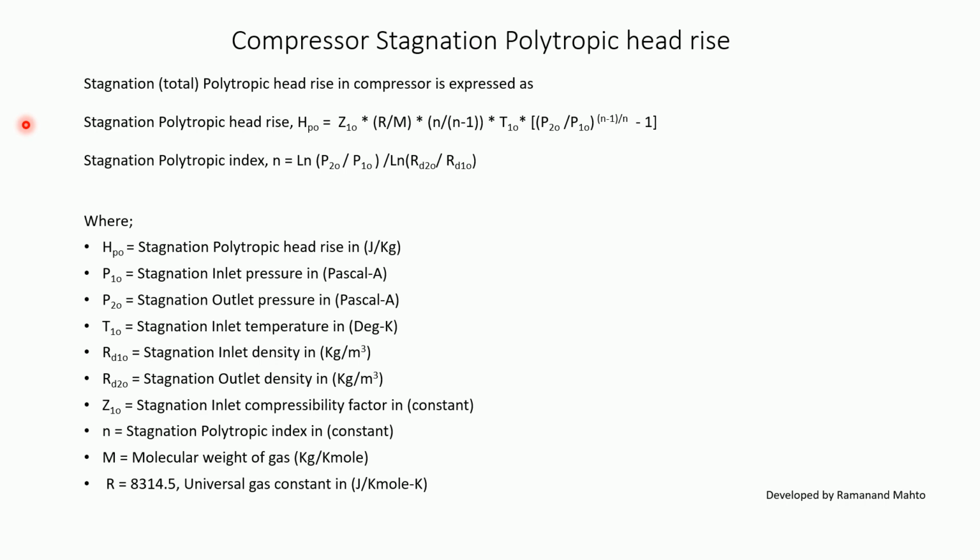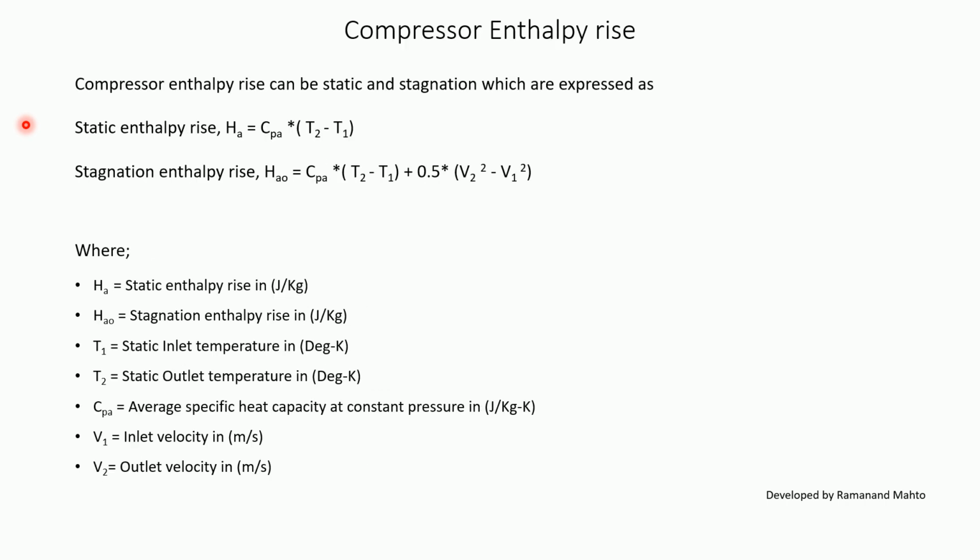RD2O upon RD1O, where HPO is the stagnation polytropic rise, P1O, P2O are stagnation inlet and outlet pressure, T1O is the stagnation inlet temperature, RD1O, RD2O are stagnation inlet and outlet density, Z1O is the stagnation inlet compressibility factor, N is the stagnation polytropic index, M is molecular weight, and R is universal gas constant.